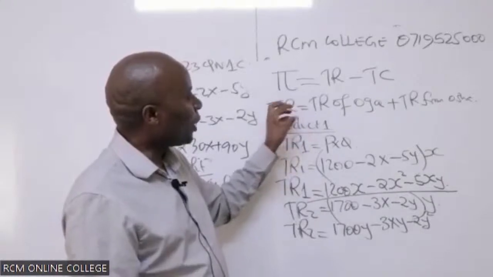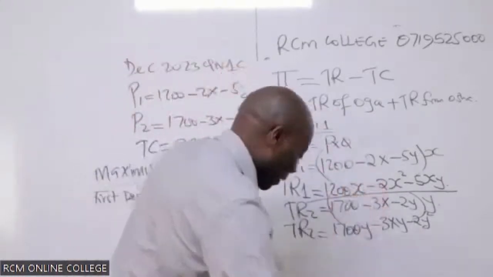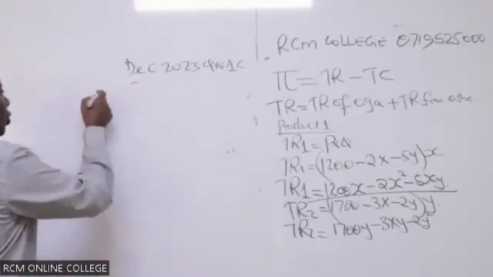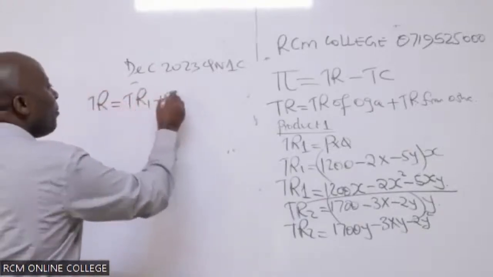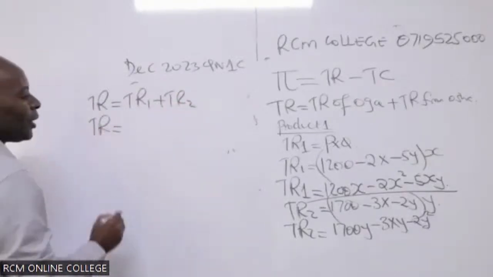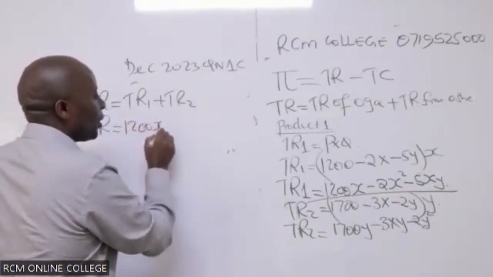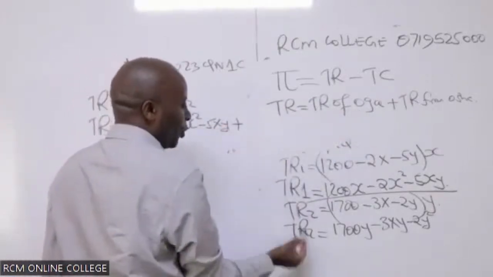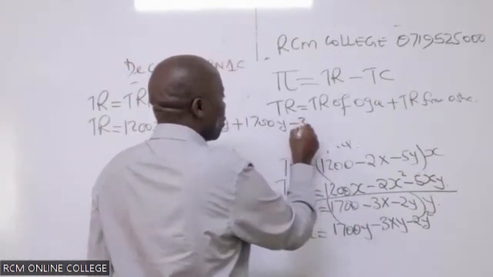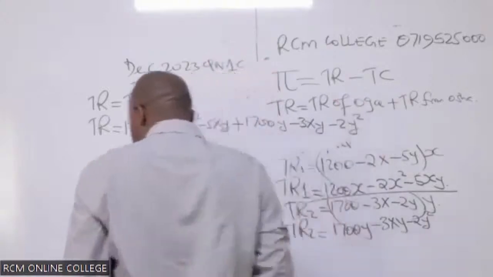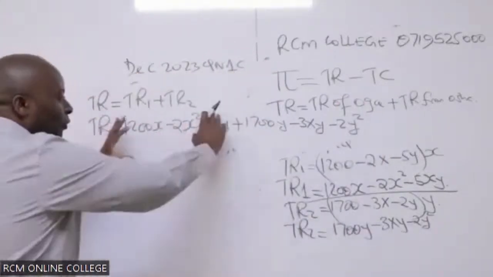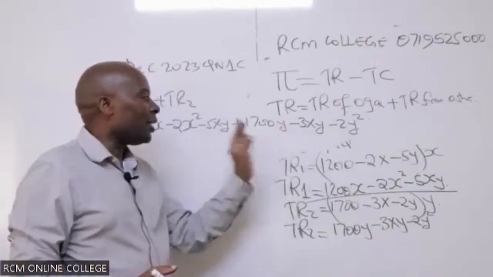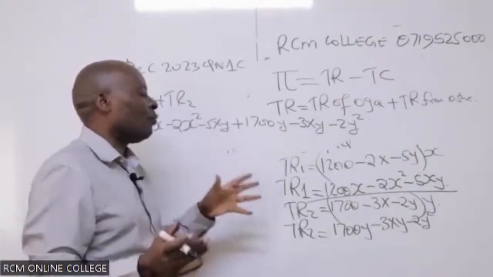To get the total revenue of the farm, we will take the total revenue of Oga plus total revenue from OSHA. So basically, I'll reiterate here that to get total revenue for the farm, it is TR1 plus TR2. So it will be TR1 simplified, which is 1200x minus 2x squared minus 5xy, plus total revenue 2, which is 1700y minus 3xy minus 2y squared. So remember, it is total revenue 1 plus total revenue 2. I don't have to put them in brackets because whenever I'm adding, this adding sign is not very powerful. It can't change anything. So whenever you're just adding two functions, don't put them in their respective bracket. It will be a waste of time.